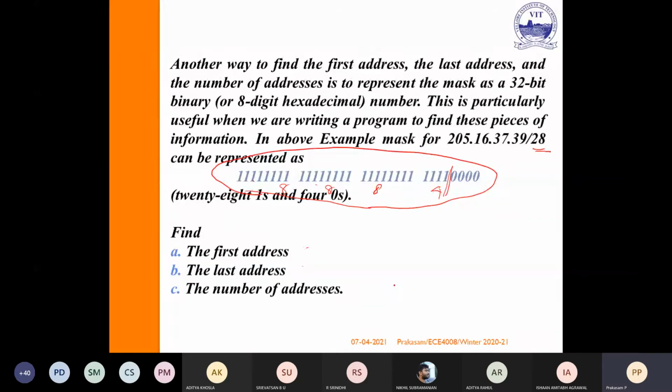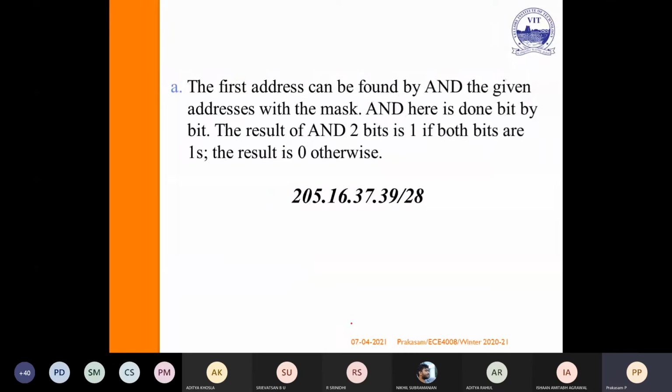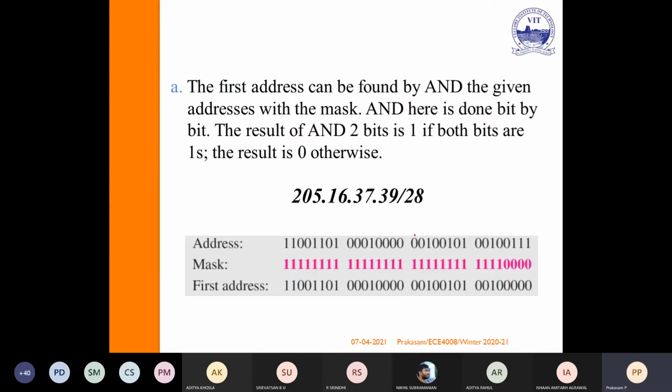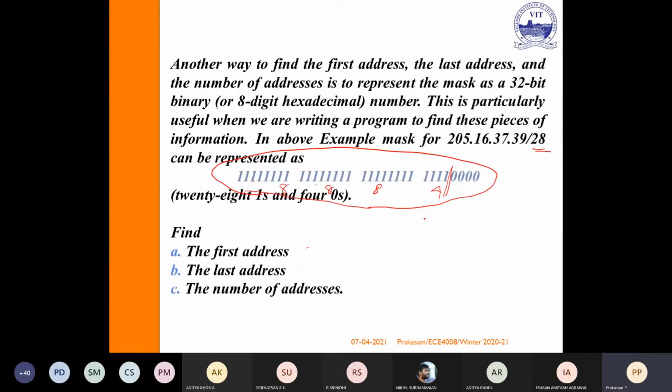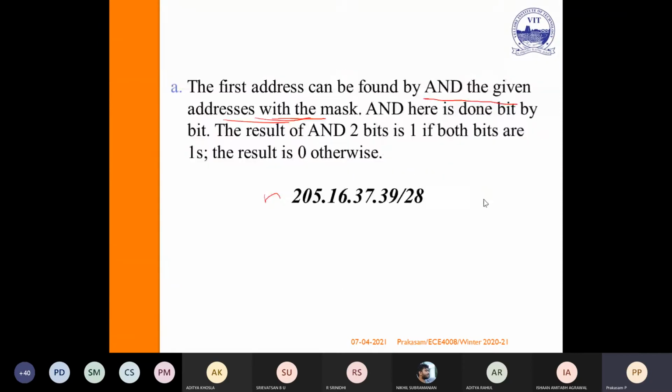The first address can be found by doing an AND operation between the given address and the mask. This is the given address, so just do the AND operation with it. The respective binary for this address is 205.16.37.39. This is the masking bit with /28 that we have seen in the previous slide. Just do the AND operation.